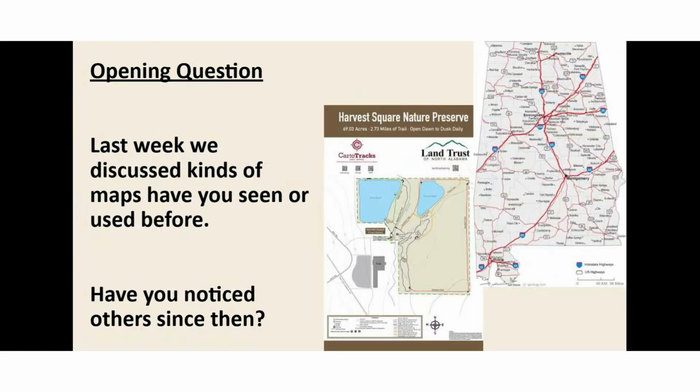Last week, we talked about the different kinds of maps that you have seen or used before, and I want to know this week, have you noticed others since then? What I've shared on the screen today is a road map of the state of Alabama and a trail map of the Harvest Square Nature Preserve, part of the Land Trust of North Alabama. And these are just different maps that you may see. And again, all maps do is convey information to us.